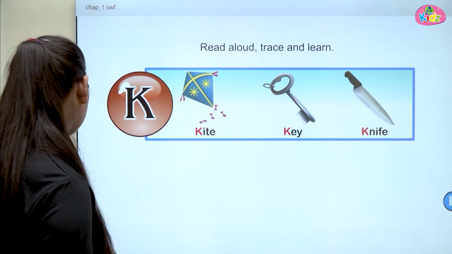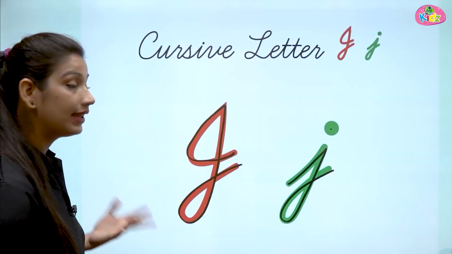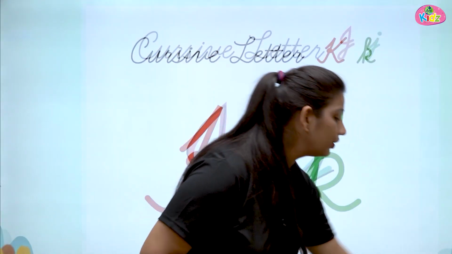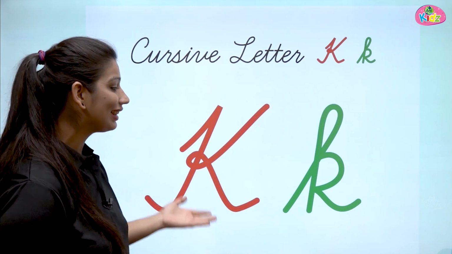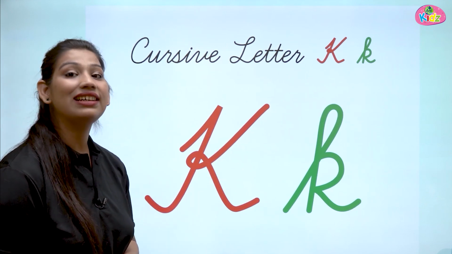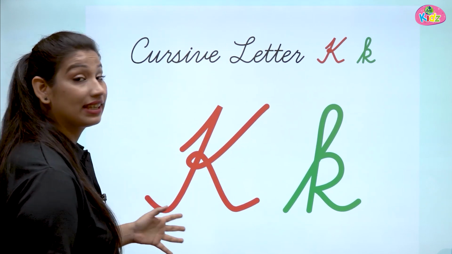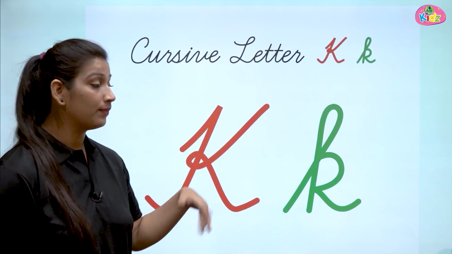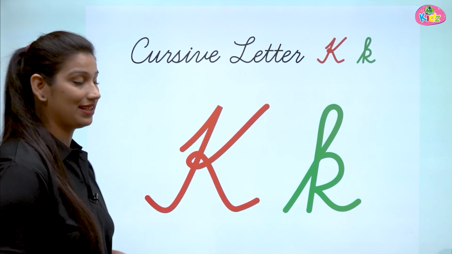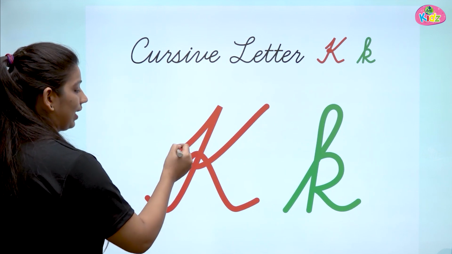J के बाद आता है letter K. Let us understand the writing. Yes, this is the writing. This is capital K in cursive, small k in cursive. Let's understand how to write it.